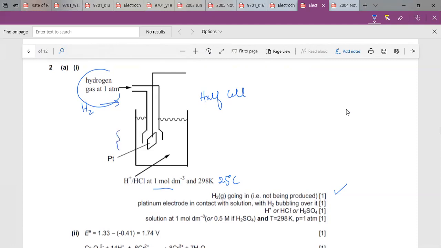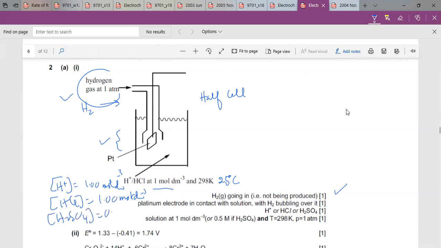So this whole part here is 1 mark. 1 mark here for H plus or HCl, H2SO4. Basically, it's best to put H plus equals 1 mole per dm cube, 1.00 mole per dm cube. It's the best deal, you can't put it wrong. Or HCl is 1.00 mole per dm cube, or H2SO4, 0.50 mole per dm cube.